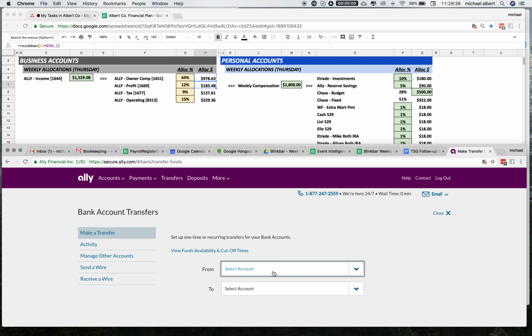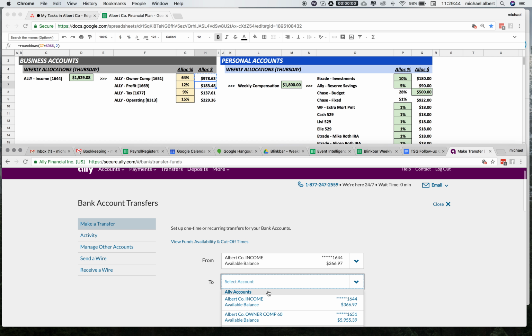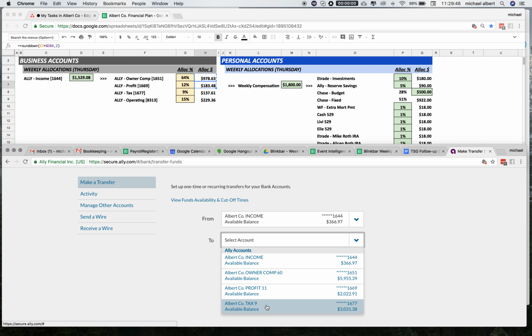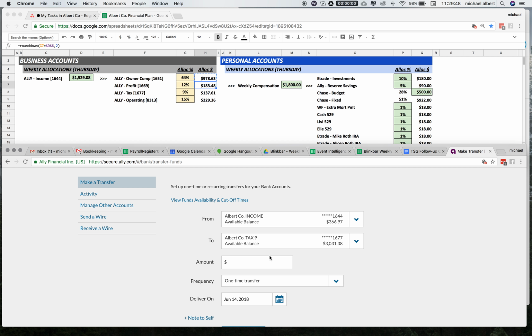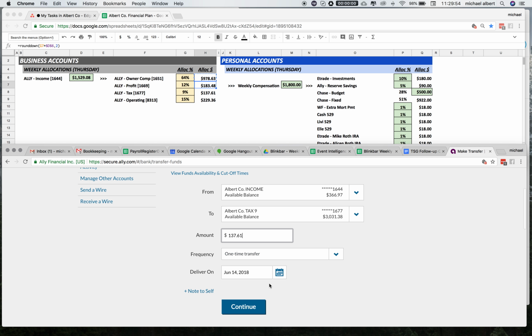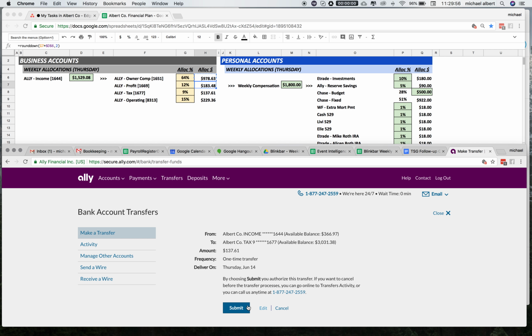All right, make another. Next, we are going to do our tax allocation. So this is the money that's just set aside to pay my quarterly estimates. We're going to do 137.61. Make that transfer.